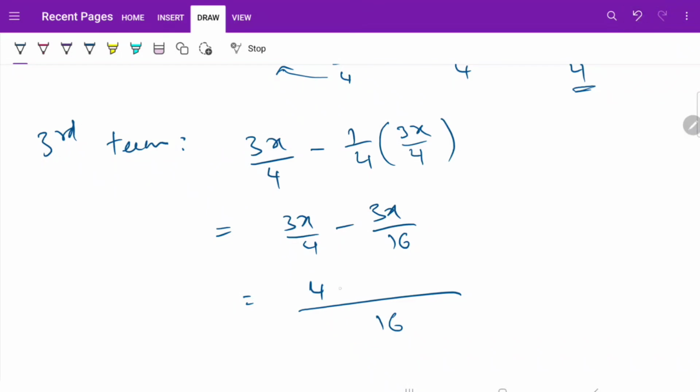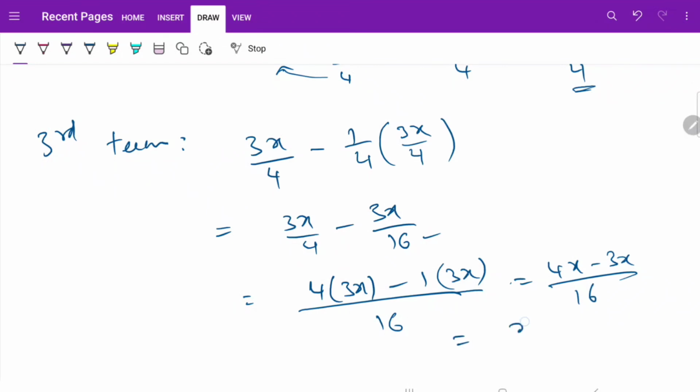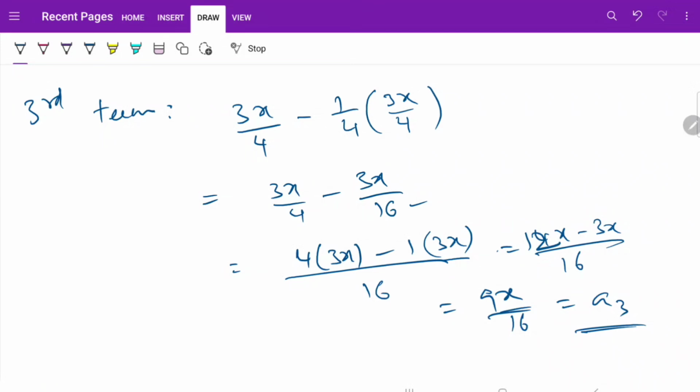So we get here 4 multiplied by 3x minus 16. This one, how many times? 1 time. 1 multiplied by 3x. So here we are having 12x minus 3x by 16. So the third term is how much? 4 times 3 is 12, we get 12x. So 9x by 16 we will get as the third term. So this is A3. We are getting A3 as 9x by 16.